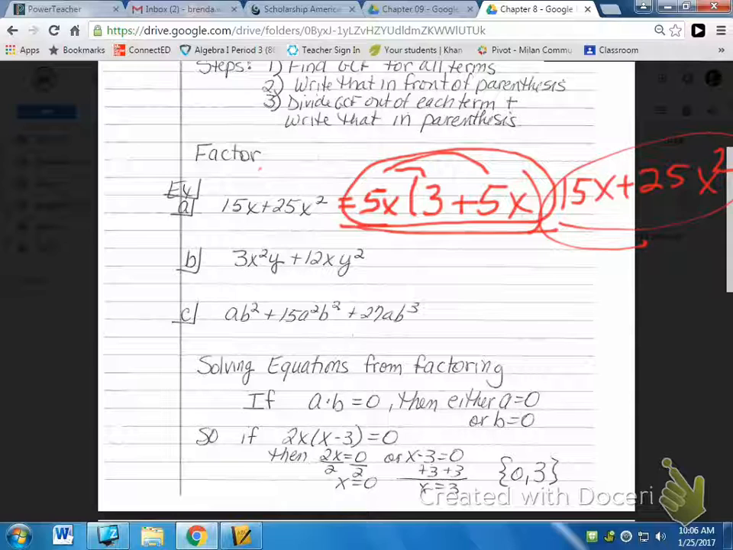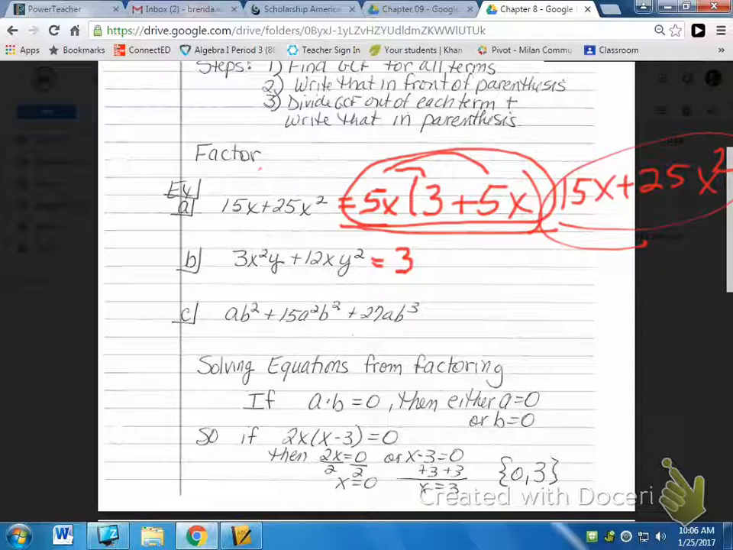Okay, example B, 3x squared y plus 12xy squared. So, you start off with the numbers. What's the greatest common factor of 3 and 12, Avery? 3. So I'm going to take a 3 for sure.